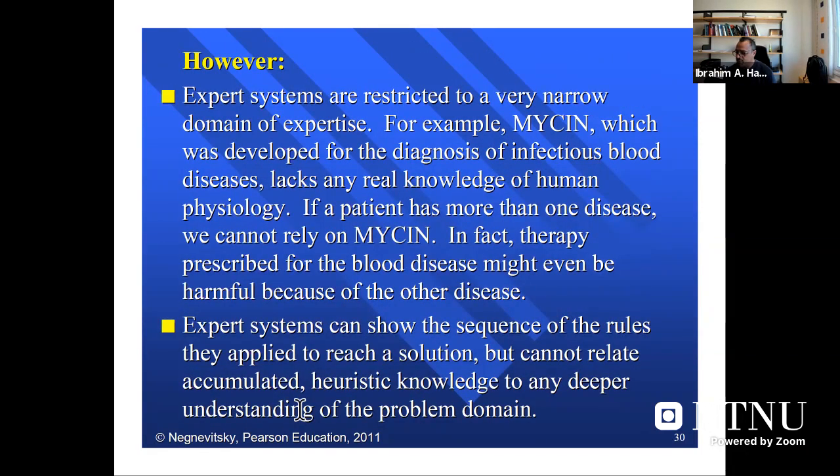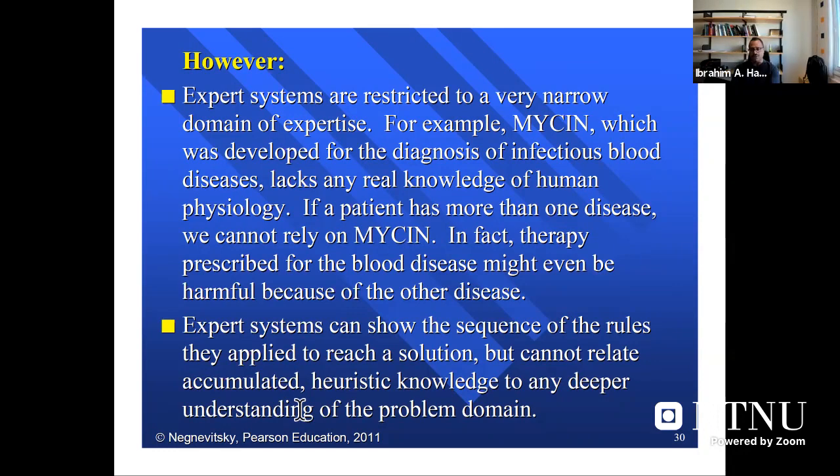However, expert systems are restricted to a very narrow domain of expertise. For example, Mycin, which was developed for diagnosis of infectious blood diseases, lacks any real knowledge of human physiology. So if a patient has more than one disease, we cannot rely on Mycin. It does not have this capacity, in fact. If you have a patient who has two diseases at the same time, Mycin will not be able to discover this. So the prescription for the blood disease might even be harmful because of the other disease. It will be very dangerous because it didn't consider other symptoms and the other disease. With expert systems, you can also trace the sequence of rules they apply to reach a solution.